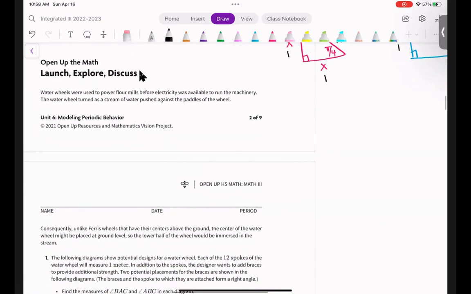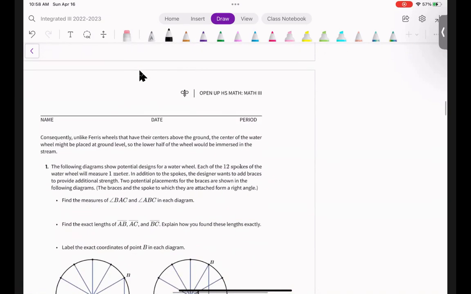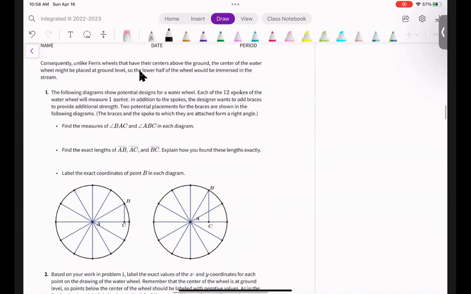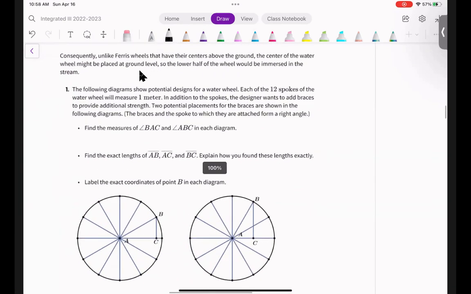All right, let's continue. So water wheels were used to power flour mills before electricity was available to run the machinery. The water wheel turned as a stream of water pushed against the paddles of the wheel. Consequently, unlike Ferris wheels that have their centers above the ground, the center of the water wheel might be placed at ground level, so the lower half of the wheel would be immersed in the stream. The following diagram shows potential designs for a water wheel.